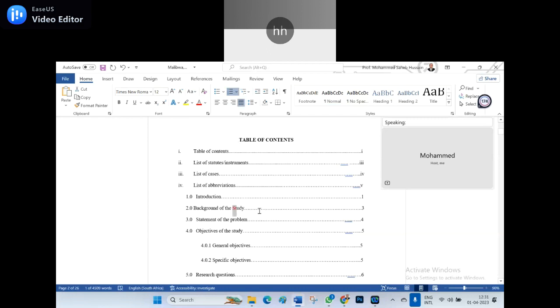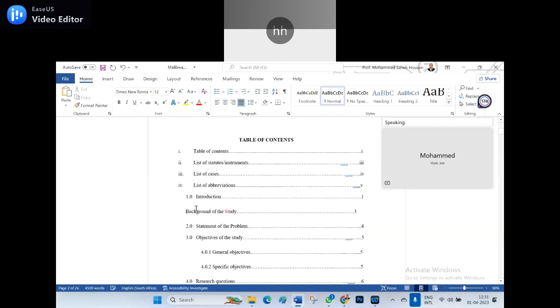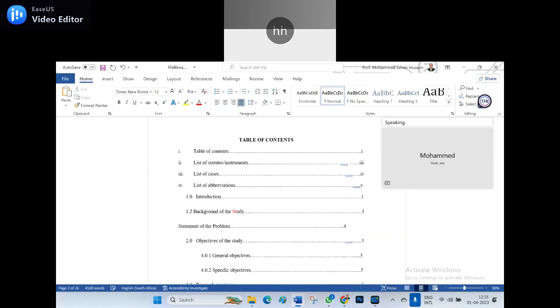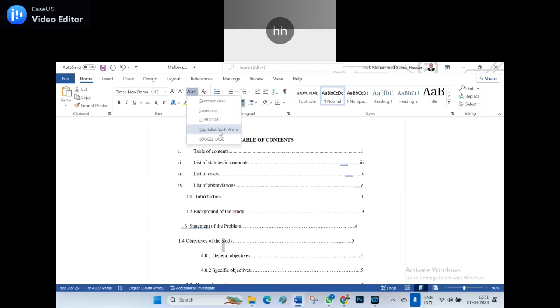And next, 1.3, you have to make it the statement of the problem. Again, the P should be a capital letter, but you made it a small letter. So it should be changed to 1.2 background of the study and 1.3 statement of the problem. And the objective of the study becomes 1.4, the objective of the study, but the S should be a capital letter again. But you wrote a small letter. S should be a capital letter.